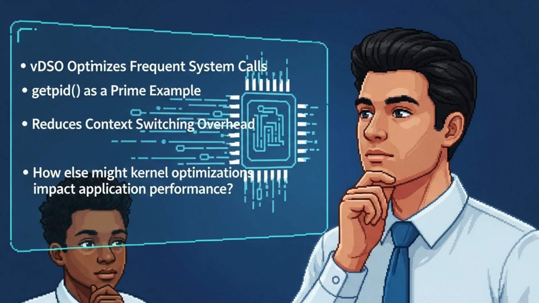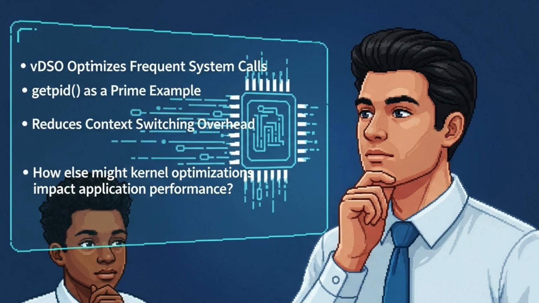We've covered a lot today. To recap, the VDSO mechanism is a brilliant kernel optimization designed to make frequent system calls, like getpid, incredibly fast by mapping kernel functionality directly into user space. This effectively reduces the overhead associated with context switching, leading to substantial performance gains for applications that rely heavily on these calls. It's a testament to the continuous innovation in operating system design, pushing the boundaries of what's possible in terms of performance. So, consider this.